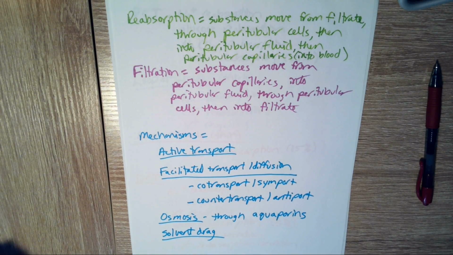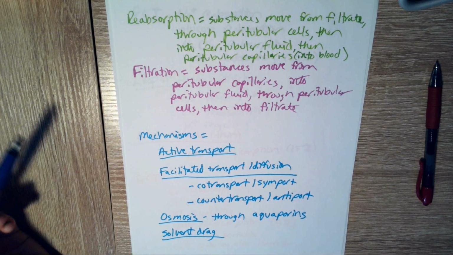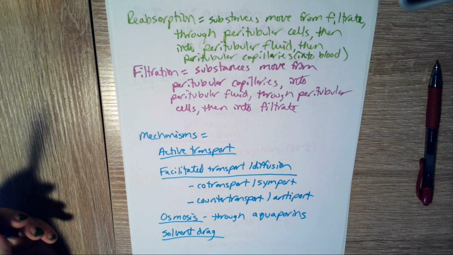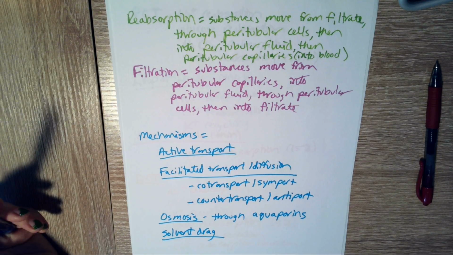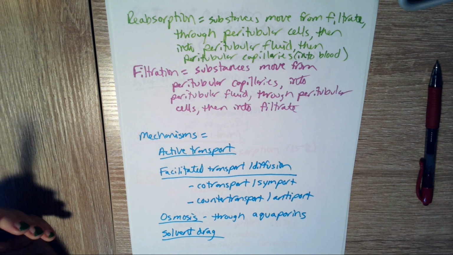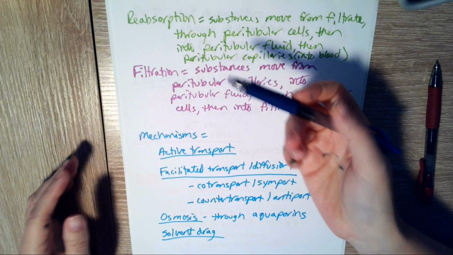Okay, so reabsorption and filtration or secretion, which are essentially synonymous once we're passed into the renal tubule. If we're filtering something into the renal tubule, into the filtrate, at that point we are secreting it. It is destined to end up in the urine. So the difference between these.